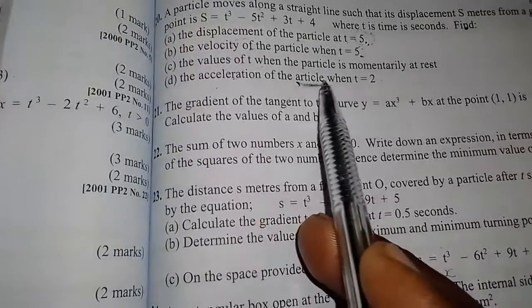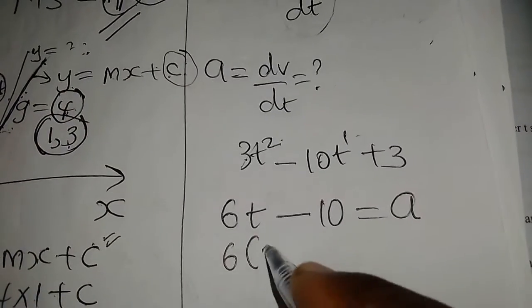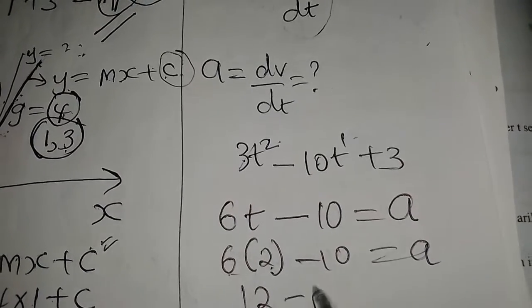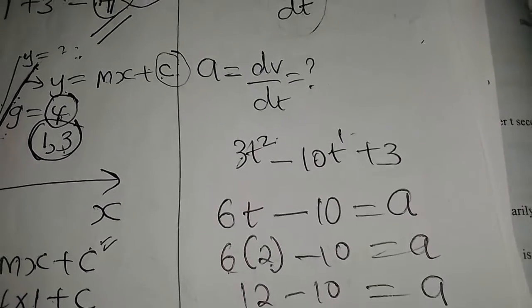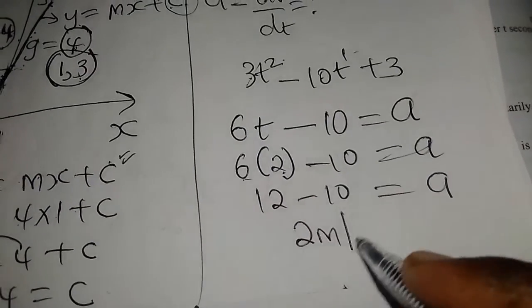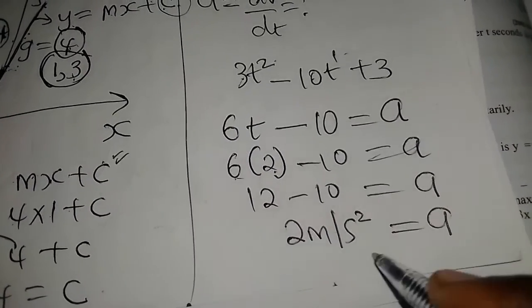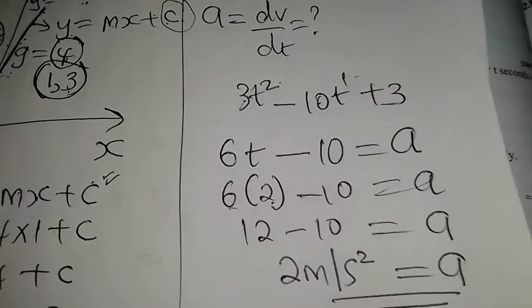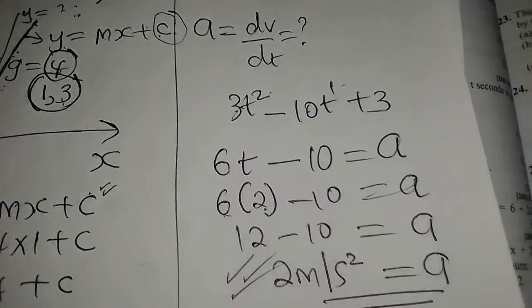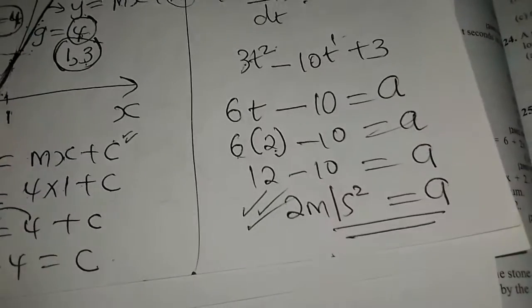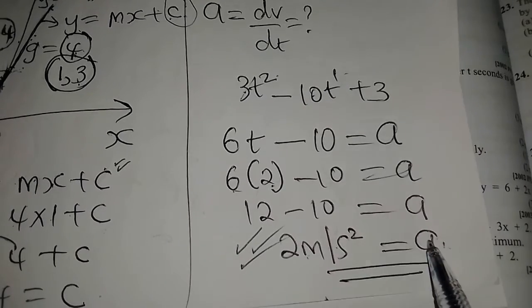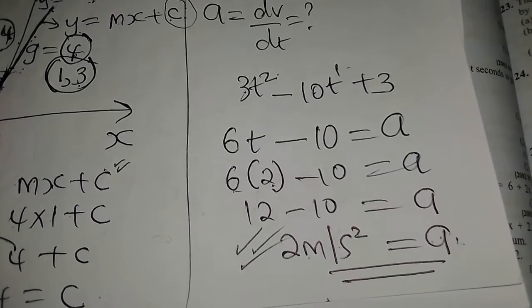So they want the acceleration of the particle when time is 2 seconds. So just replace: 6 times 2, then minus 10 is equal to a. That is 12 minus 10, which is equal to the acceleration. So 2 meters per second squared is equal to a. So when time was 2 seconds, the particle had accelerated to an extent of 2 meters per second squared. Meters per second squared are the units for acceleration, change in velocity over the change in time taken. Thank you so much.